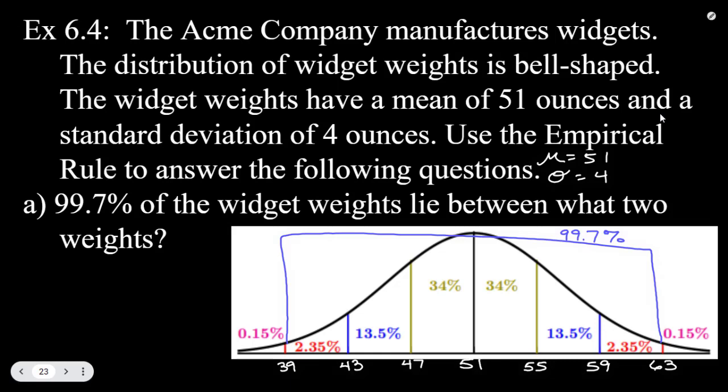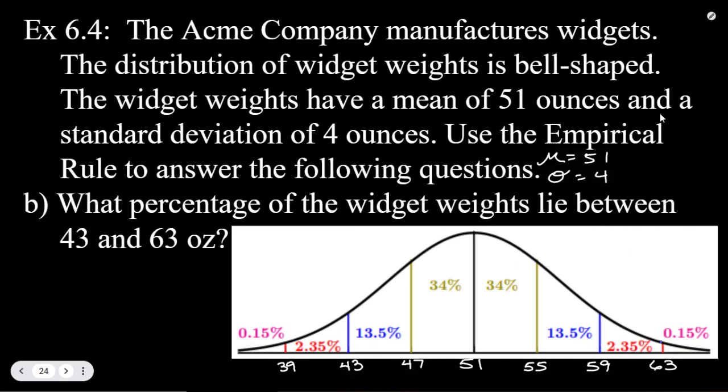So you may just have those as boundaries, or sometimes they will put that in interval notation and they'll say, okay, it's between 39 and 63, and they'll put those in parentheses. So that means you're looking at everything between 39 and 63. Those are the boundaries for the 99.7%.